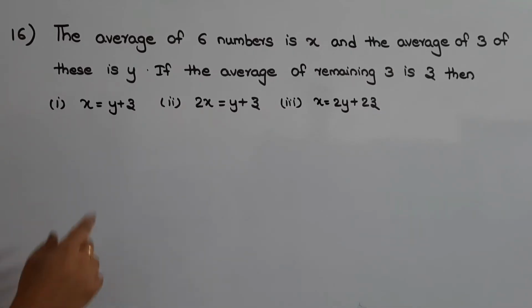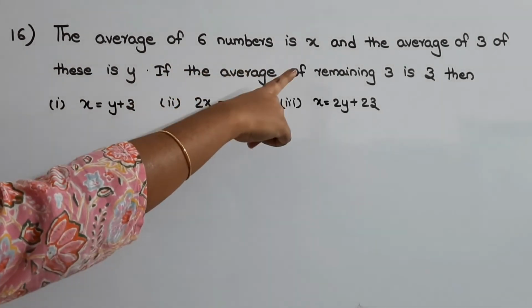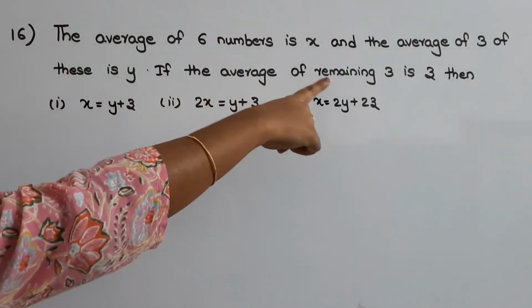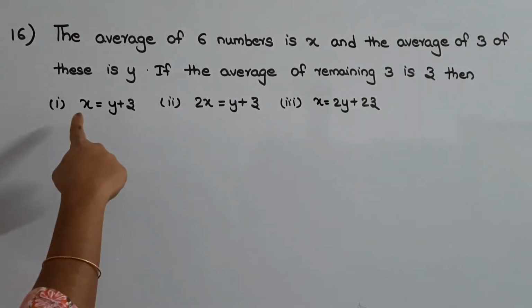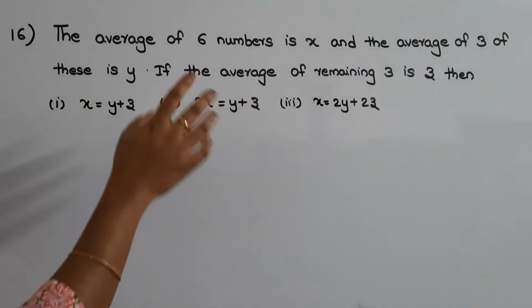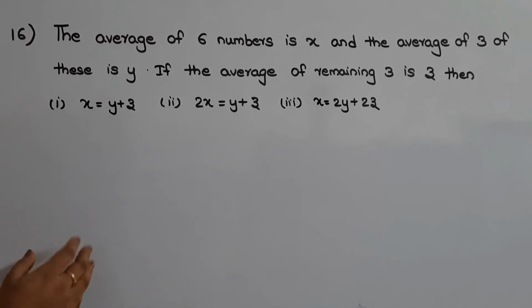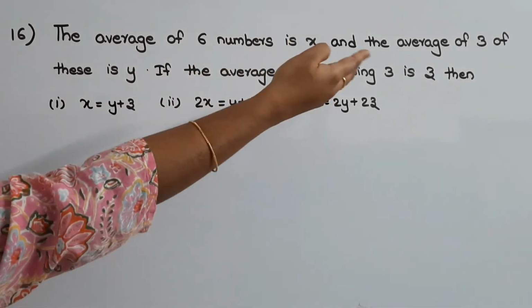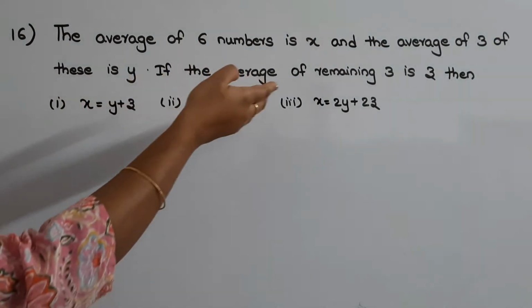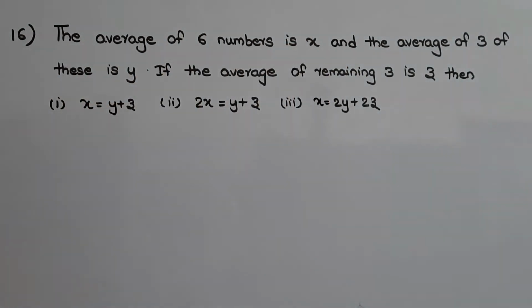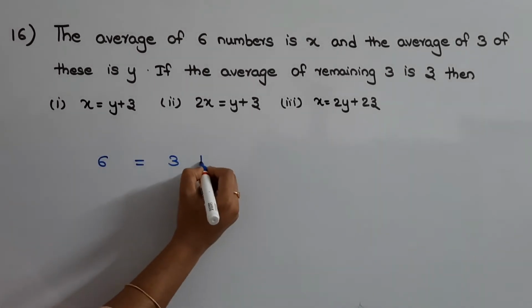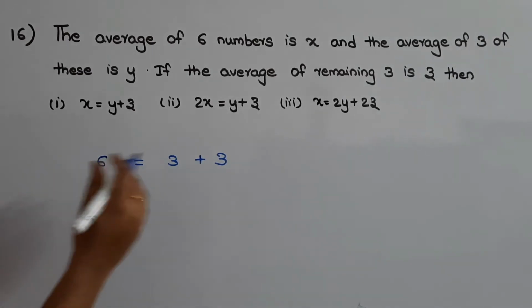The next question is, the average of 6 numbers is x and the average of 3 of these is y. If the average of the remaining 3 is z, then which of these options is the right answer? In this question they have given the average of 6 numbers as x, then the average of 3 of them as y, then the average of the remaining 3 as z. Now let us write down 6 is equal to 3 plus 3. So this is the first step.